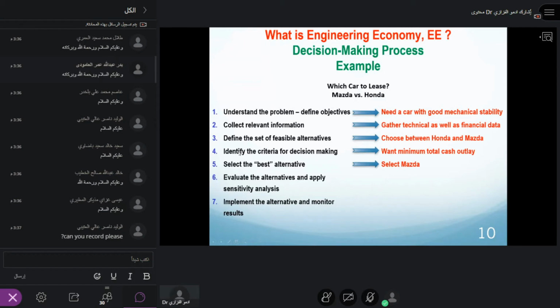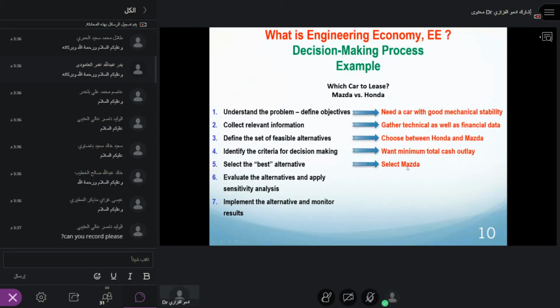Okay. Now the fourth one is identify the criteria for decision making. So your criteria is you want minimum total cash outlay. So you want to take an alternative that will give you better mechanical stability as well as a cheaper option for your industry. Now, after you identify the criteria, you select which alternative is the best. So in these slides, they choose Mazda, for example, but you can choose Honda, of course, based on your assessment of this criteria. So now is the time to select one of the best alternatives.